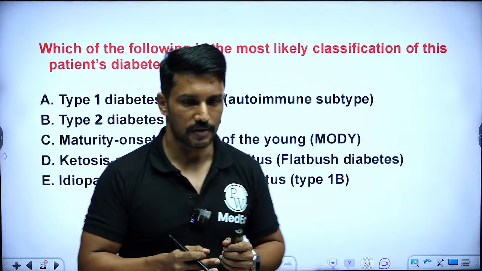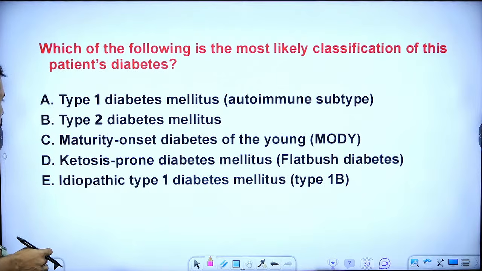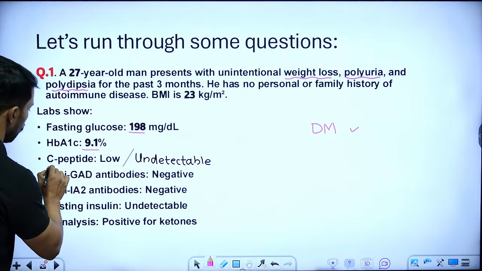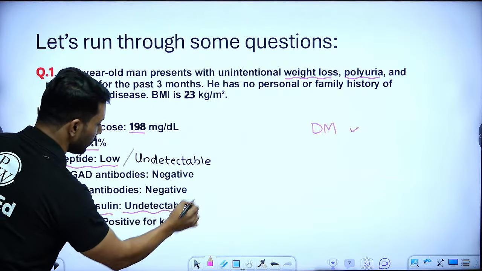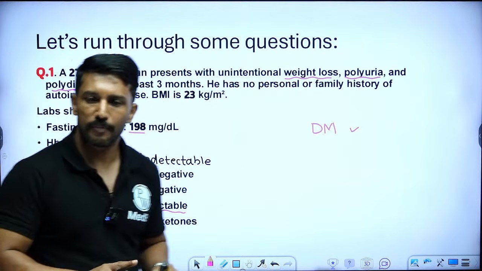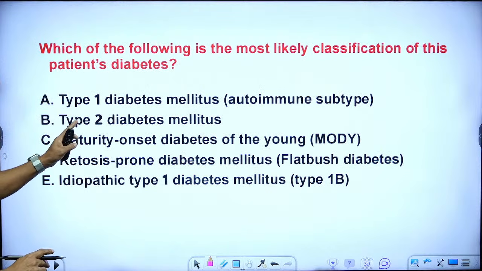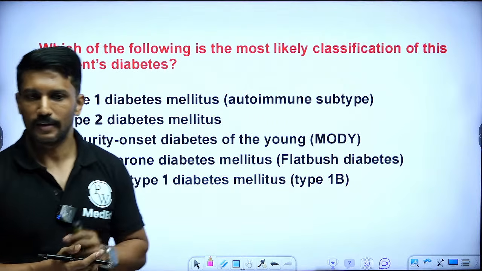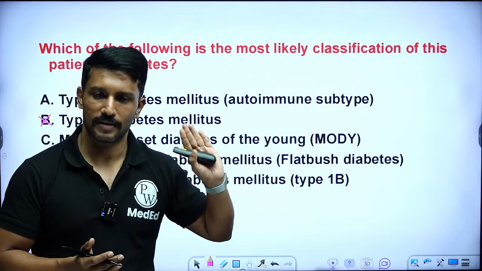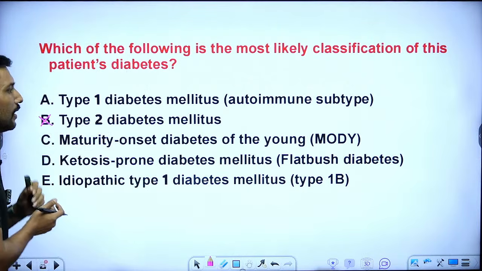Absolute insulin deficiency, because as you see in this question, the C-peptide levels are low or undetectable, and the fasting insulin level is also low or undetectable. Can it be type 2? When C-peptide level is low or undetectable, can it be type 2? No, it can't be type 2, right? That is comfortably ruled out. In type 2, either the C-peptide level will be normal or increased. Okay, it can't be type 2.